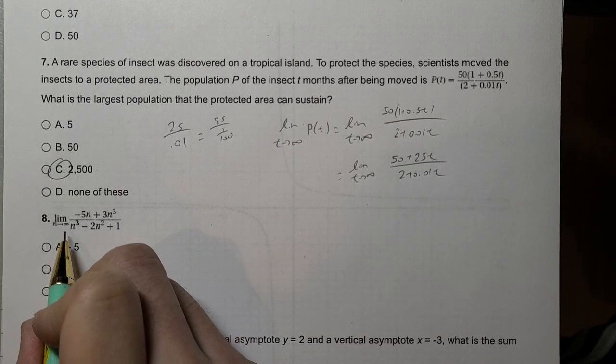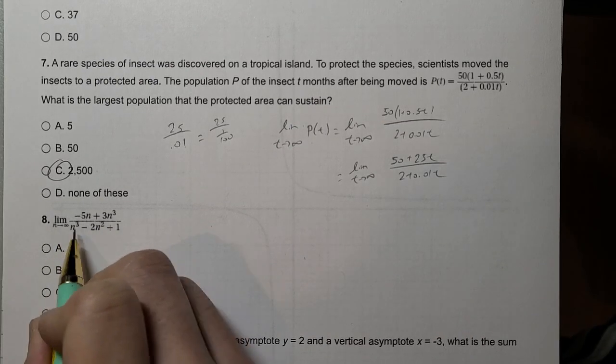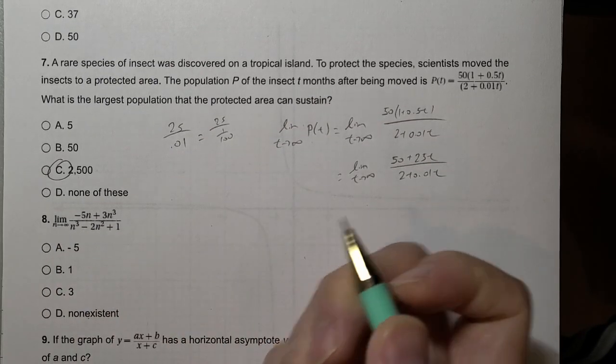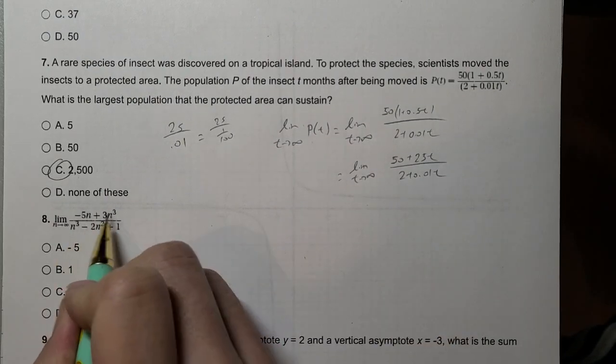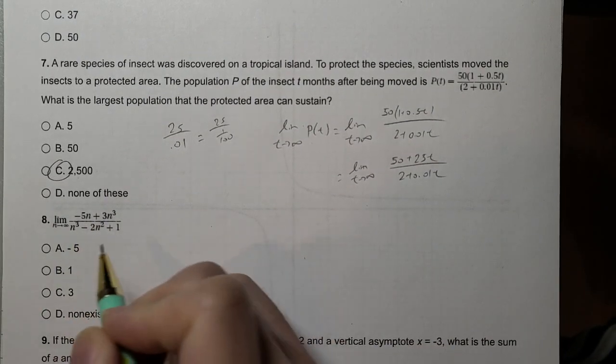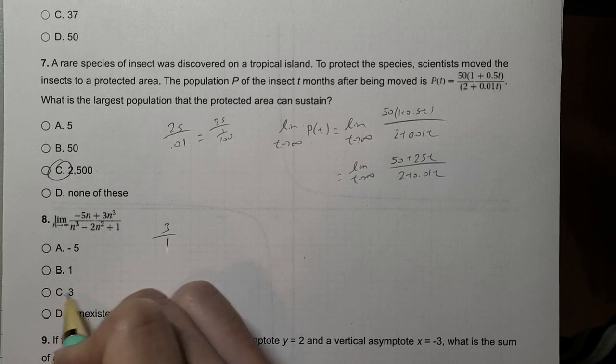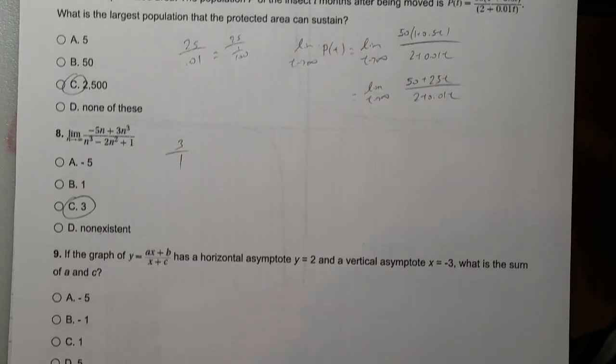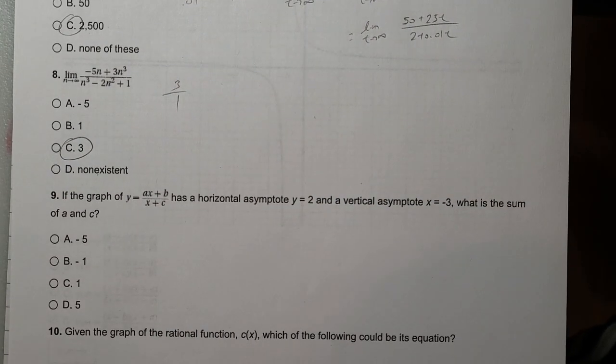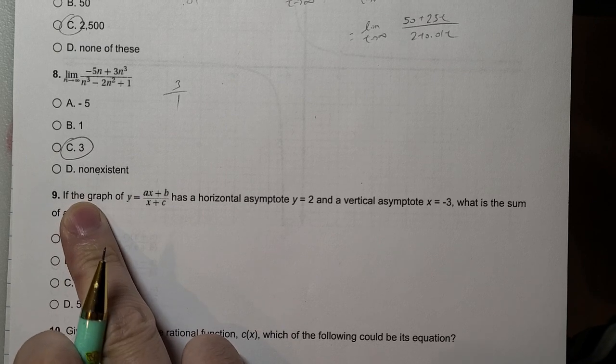Okay, limit as n approaches infinity of this one. Again, horizontal asymptote, do the degree test. Degrees are the same. Take the ratio of the leading coefficients. So 3 over 1, which is 3. Okay, hopefully you see a theme here in this practice test.